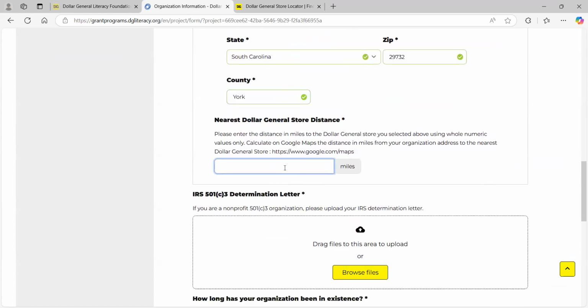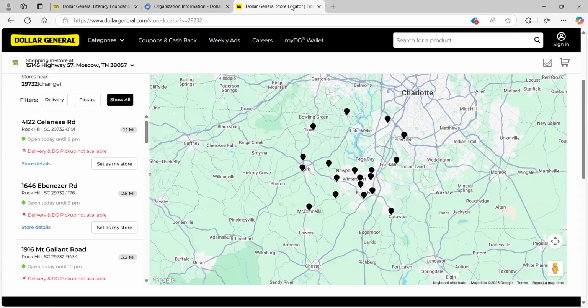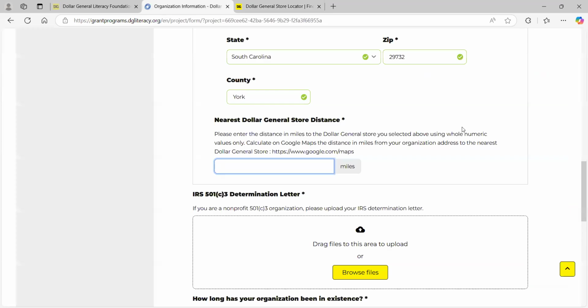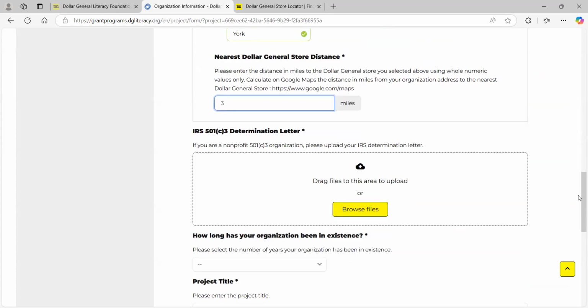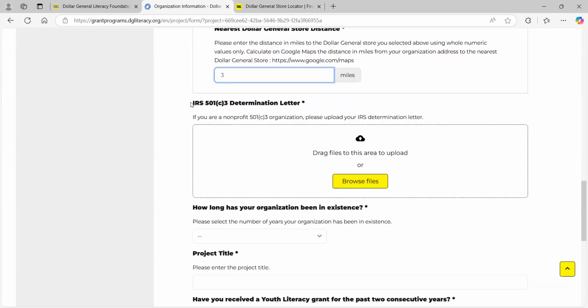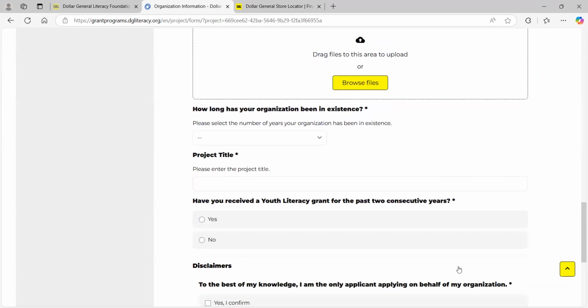In the store, they want the exact distance of the store. So the distance of the store is 2.5 miles. I told you it's in walking distance. It won't let me do two. Let me just put 3. I round it up. So now it says if you are a nonprofit 501c3 organization, upload your determination letter. Okay, so I need to upload my determination letter to prove that I have 501c3 nonprofit status. So just a moment as I do that.